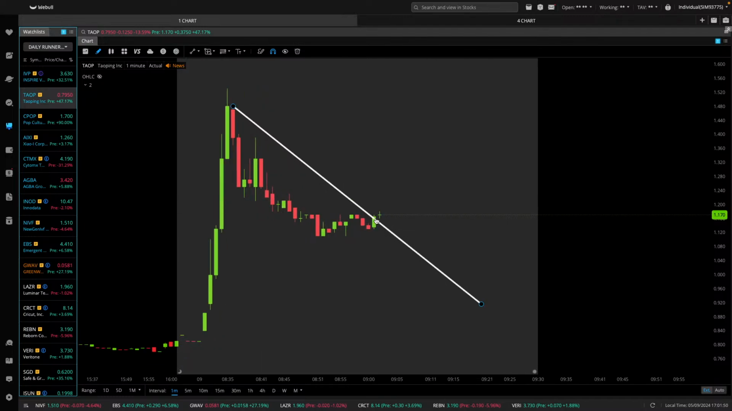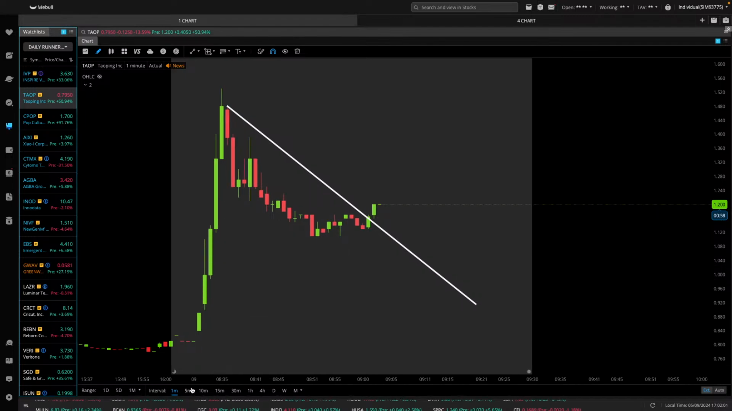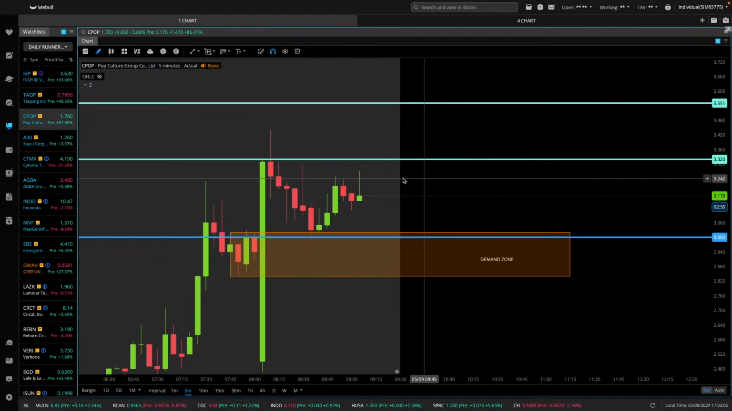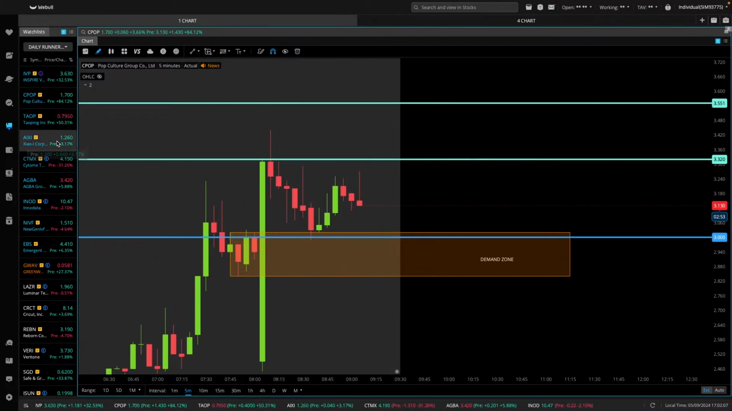Here's TAOP. Here's your closure above. If you want to take entries, this is where you would take it. You would have taken on the closure here. So 116 would have been your entry. And then, yeah, up to you what you decide for your targets and so on. CPOP looks great. This is definitely a mover that I'm going to be watching.